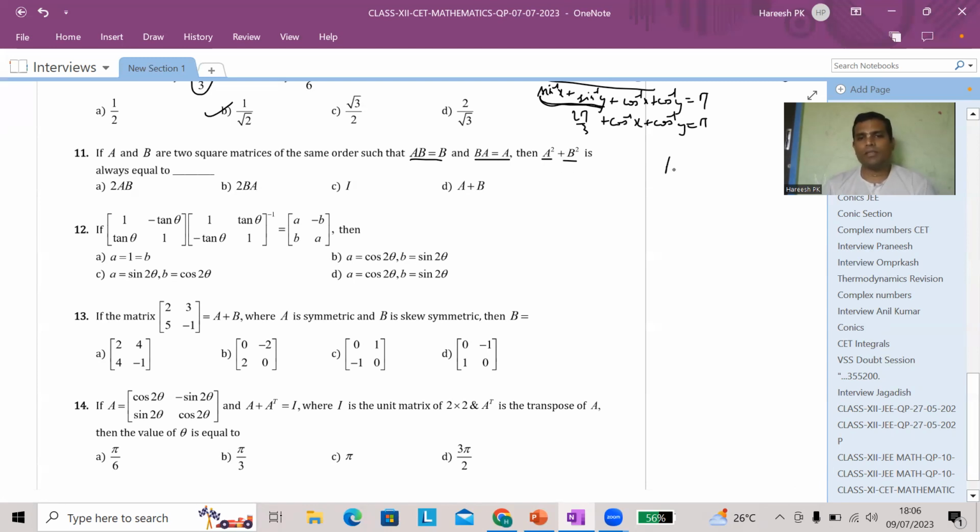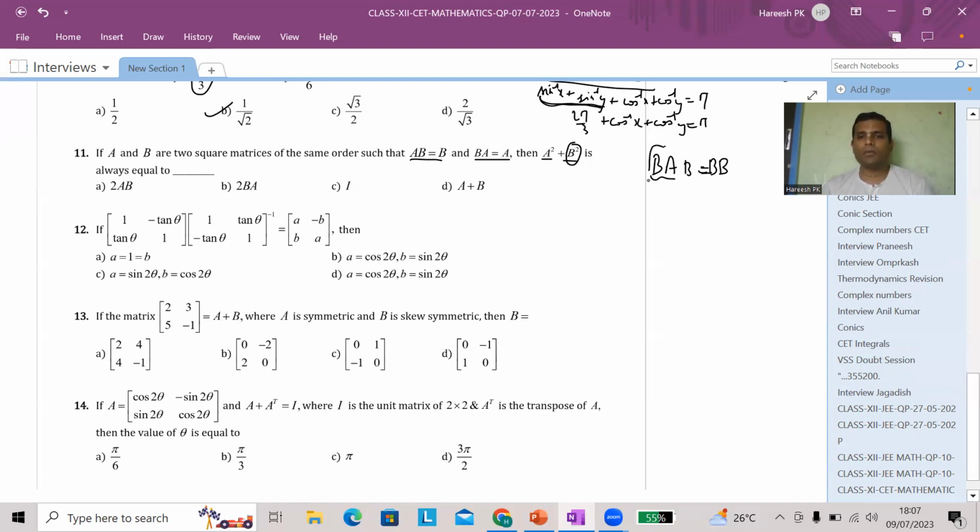So AB is B. Now, because they're asking for B square, I'll multiply on the left hand side with B on both sides. Left hand multiplication I'm going to do. Why am I doing left hand multiplication? Why not right hand multiplication? There's a reason. When I do a left hand multiplication, BA, right?